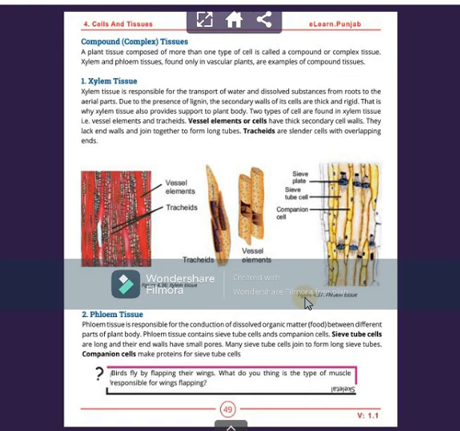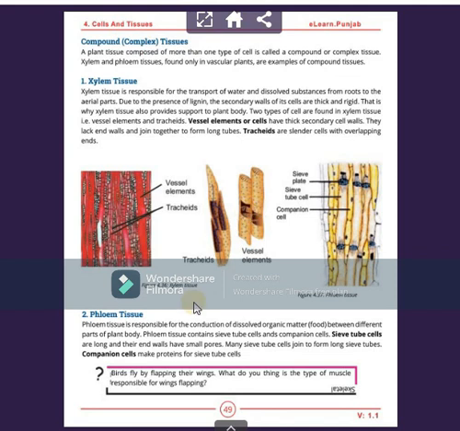Two types of cells are found in xylem tissue, vessel elements and tracheids. Vessel elements or cells have thick secondary walls. They lack end walls and join together in the form of long tubes. And tracheids are cylindrical cells with overlapping ends. Like you can see, this has overlapping ends, while this is the vessel element.